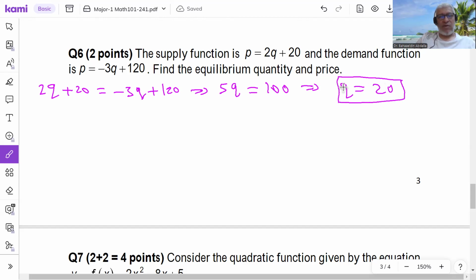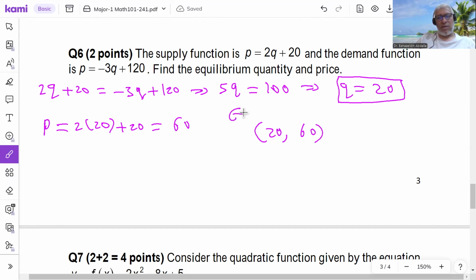This is the value of the equilibrium quantity. To find the equilibrium price, I replace q by 20 either in the first or in the second equation. So P would be equal to 2 times 20 plus 20. 40 plus 20 is 60. So the answer is equilibrium point (20, 60). This is the equilibrium point, and this is the equilibrium quantity, and this is the equilibrium price.